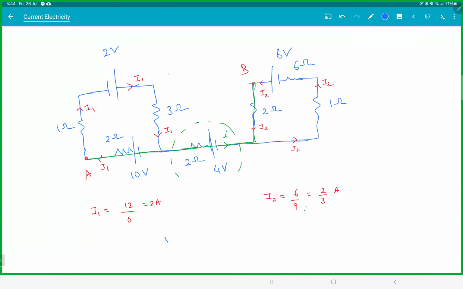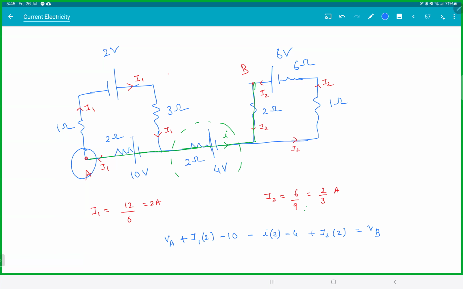So start from A, VA. Then you're going opposite to the current, so plus I1 into 2. Then you're going opposite to the battery, minus 10. Then that current is anyway I into 2, which is 0, minus 4. Then you're going again opposite to the current, plus I2 into 2, and you have reached B. You start from A, you go till B, and you add everything in the middle. So this is how you start normally.